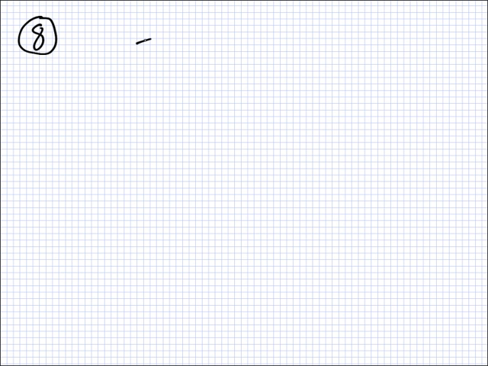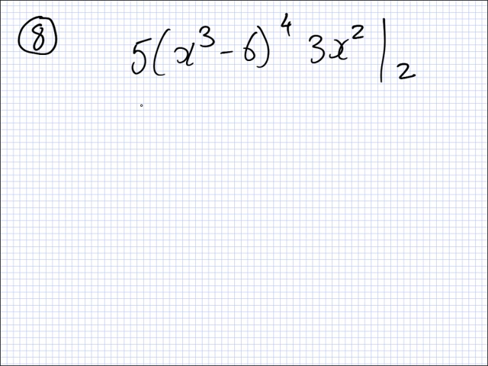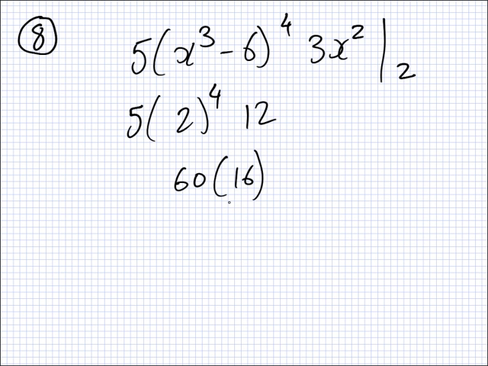Bring down the power. Reduce the power by 1. Multiply by the inside derivative. Sub in 2. So that's times 12. 60 times 2, 4, 8, 16. That would be 160.